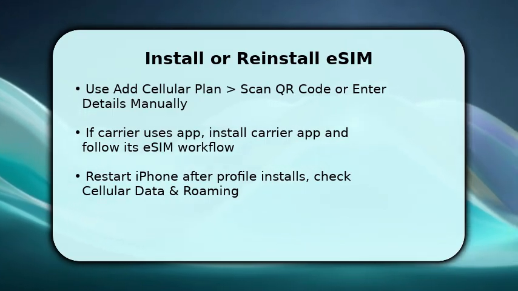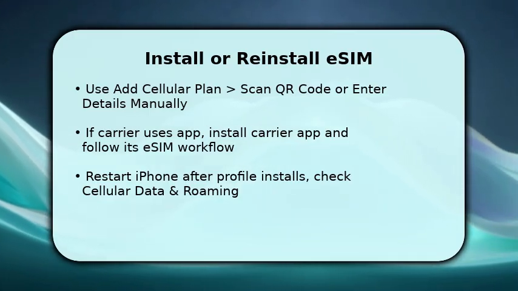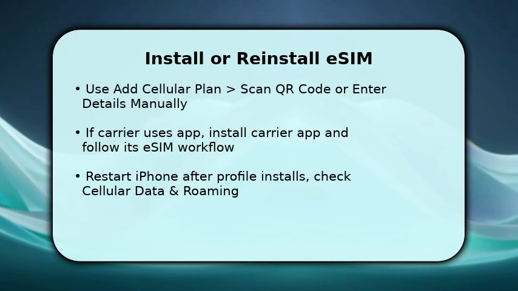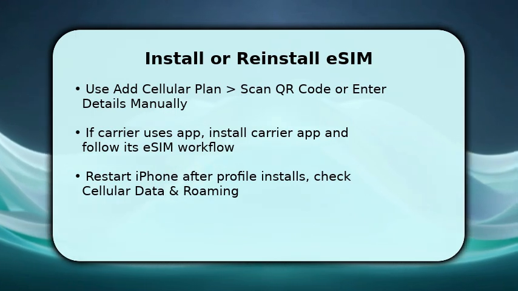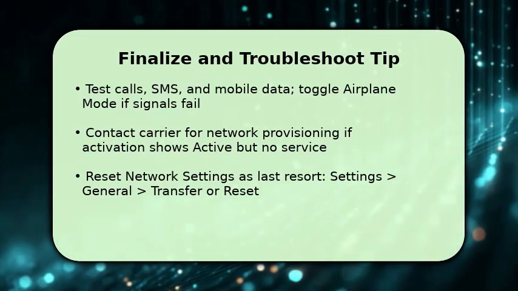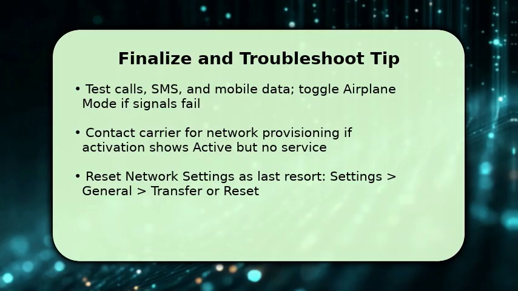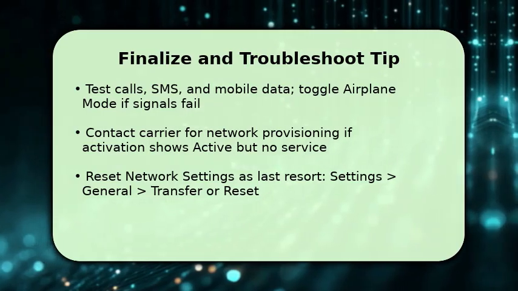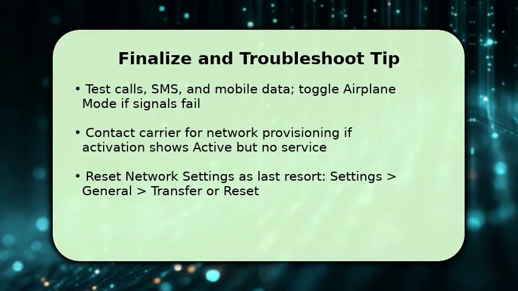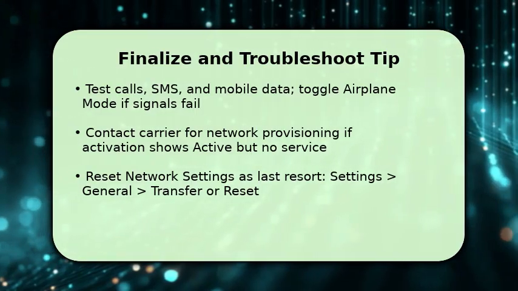Once the profile shows active, restart your iPhone to finalize the setup, and then confirm cellular data and data roaming toggles match your plan and destination. To finish, test a call, send an SMS, and load a web page to verify mobile data. If there's no service despite active status, toggle airplane mode on then off to force a network reattach. Make sure preferred line and default voice settings are correct.